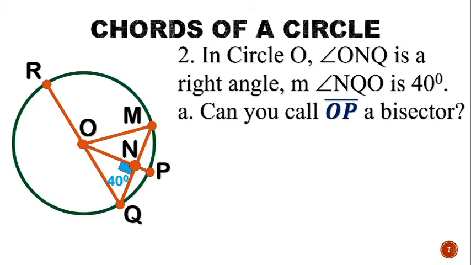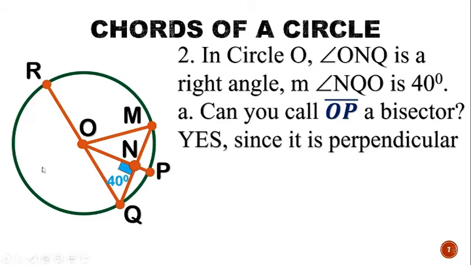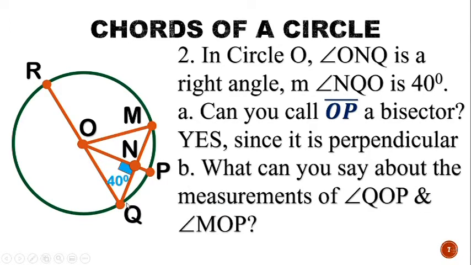Next, can you call segment OP a bisector? Yes, because OP is again perpendicular to chord MQ. Next, what can you say about the measurements of angle QOP and MOP? They have to be equal. Because this is also a bisector. This line is also a bisector of this angle.